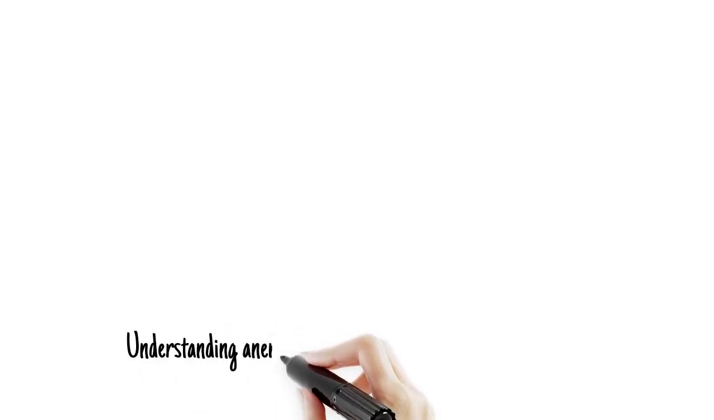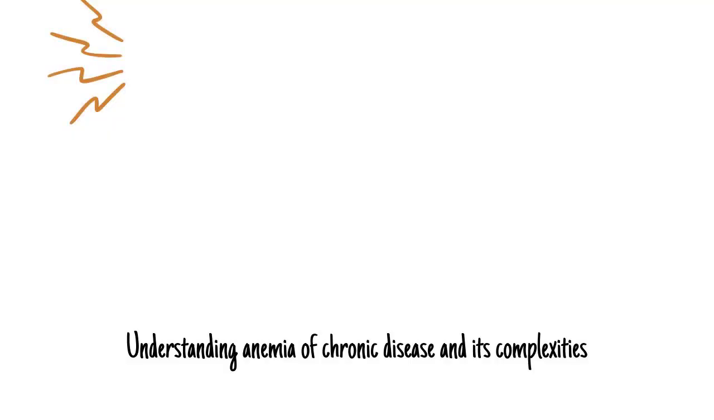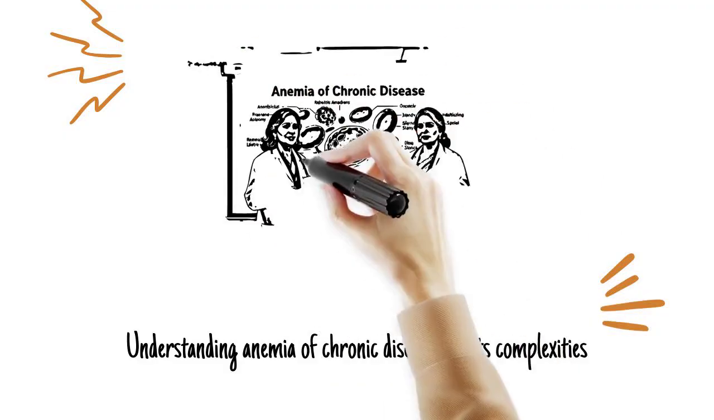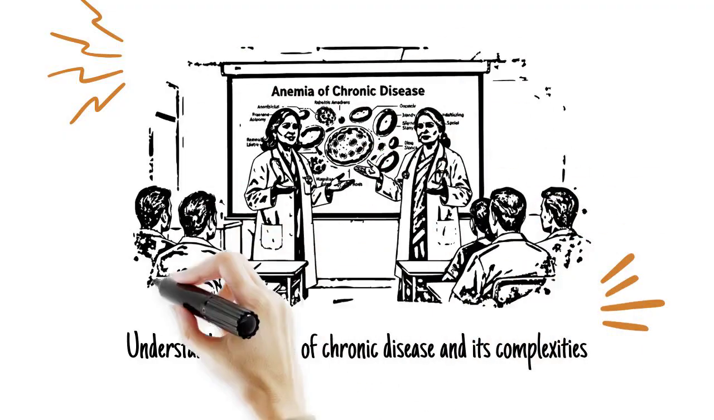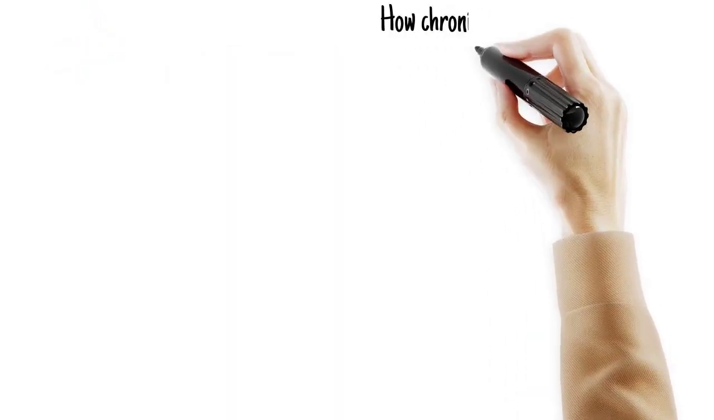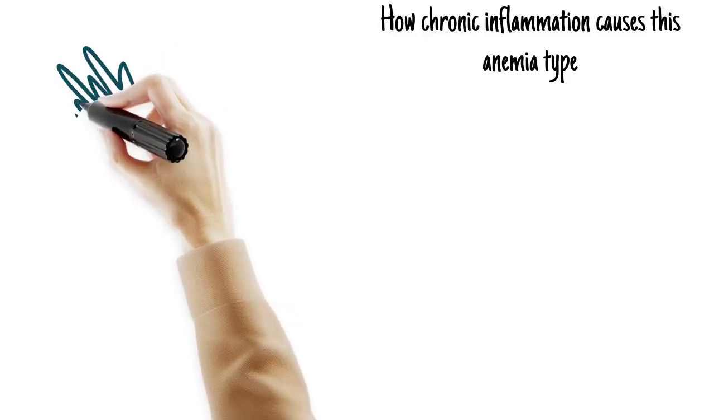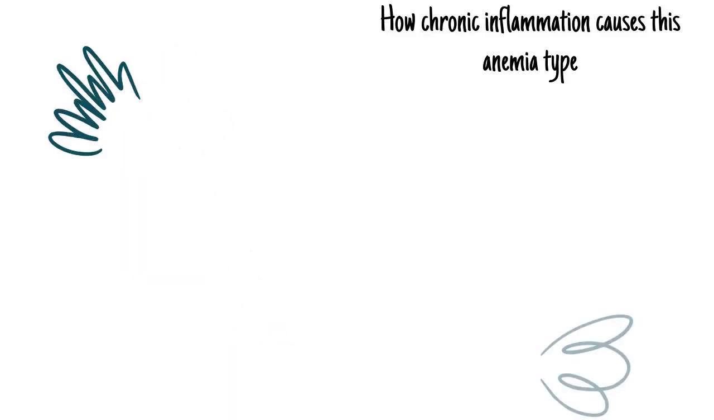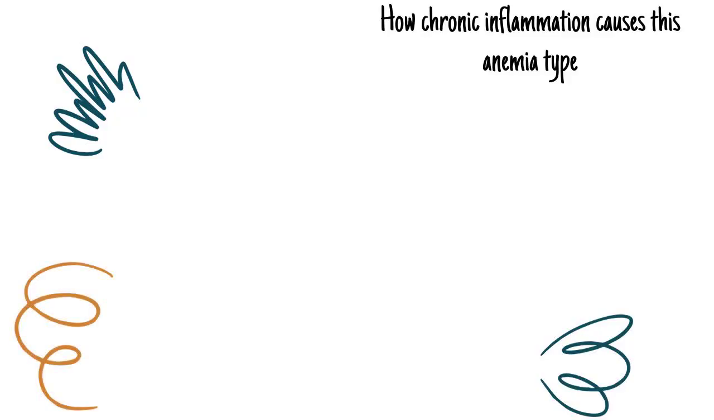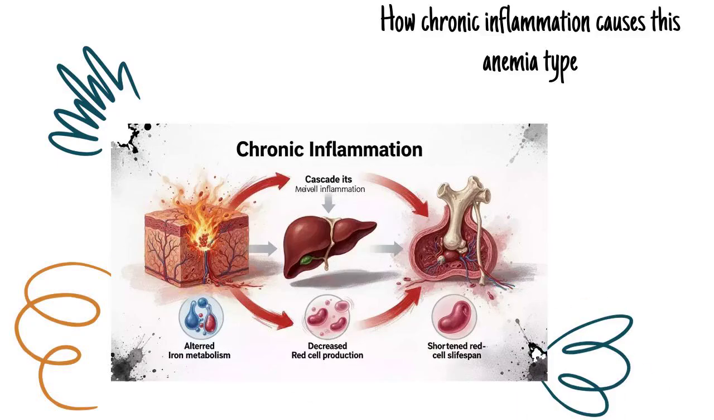Let's talk about anemia of chronic disease. Anemia of chronic disease is arguably the most nuanced anemia to understand because its mechanisms are diverse and overlapping rather than a single clean pathway. It arises from a constellation of processes that all occur downstream of chronic inflammation. Altered iron metabolism, suppressed erythropoiesis, meaning the bone marrow is being actively inhibited from producing red cells, and a mild shortening of red cell survival.